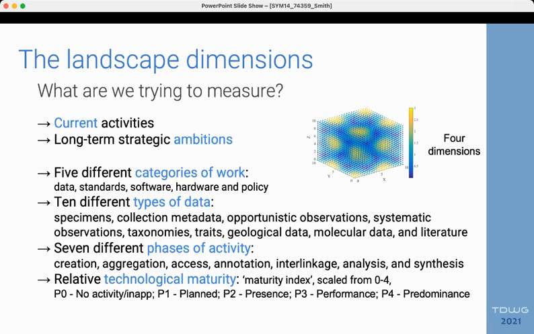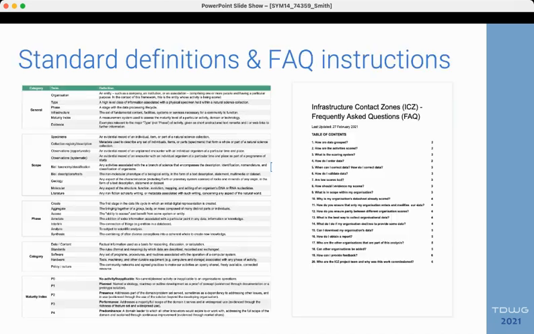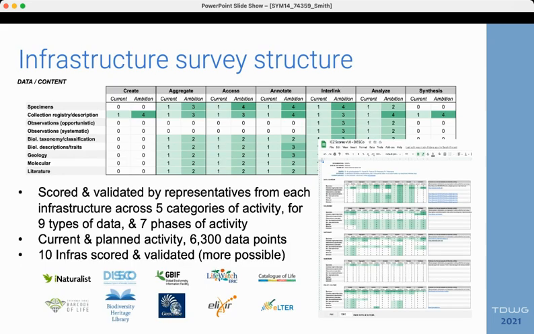And that ranges from essentially no activity at all, right the way up to what we call performance and predominance, where people are very busy and active in those areas. So we end up with this quite complex, multi-dimensional space to try and visualize. What we did is we put together some standardized definitions for these terms, wrote a frequently asked questions document, and then circulated that to 10 major infrastructures.